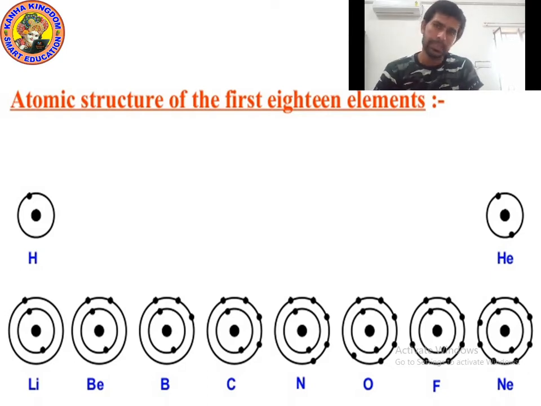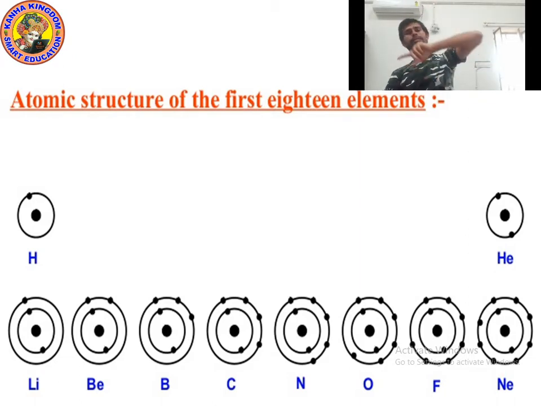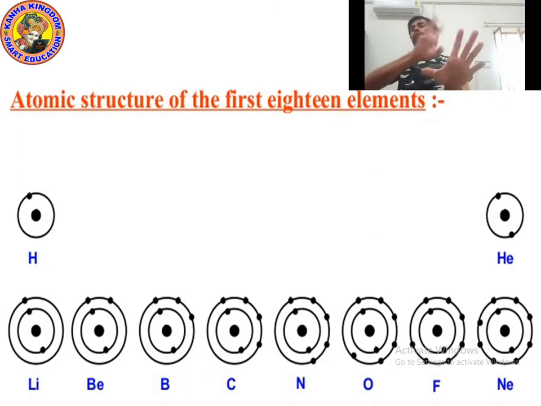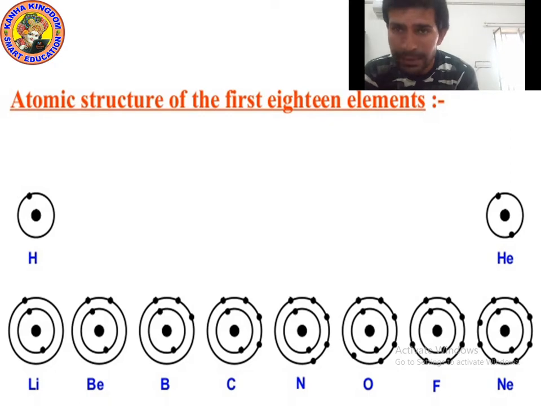First of all, let me tell you that in the first orbit we can fill a maximum of 2 electrons. Remember kids, in the first shell we can fill only 2 electrons. In the remaining circles we can fill a maximum of 8. More than 8 we cannot fill.